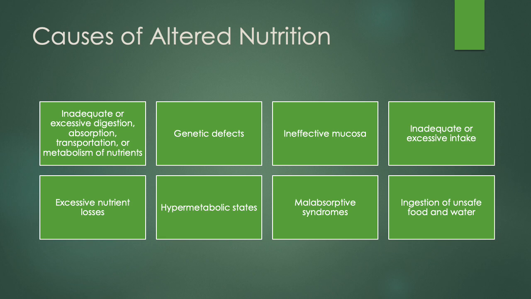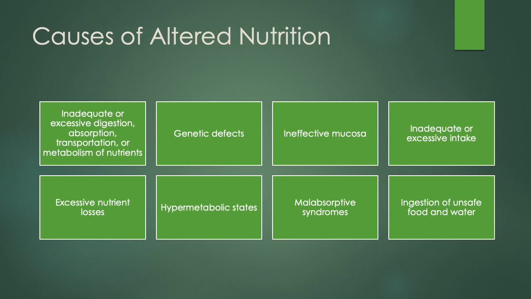So as we're talking about the alterations of nutrition, look at these several concepts that you could have. You could have inadequate or excessive digestion, absorption, transportation, or metabolism of nutrients, and that includes water, that includes your carbohydrates, lipids, vitamins, minerals, things that are associated with your nutritional status, or those basic components, those micronutrients or macronutrients. When you have excessive or inadequate amounts of those, that will alter your metabolism overall.